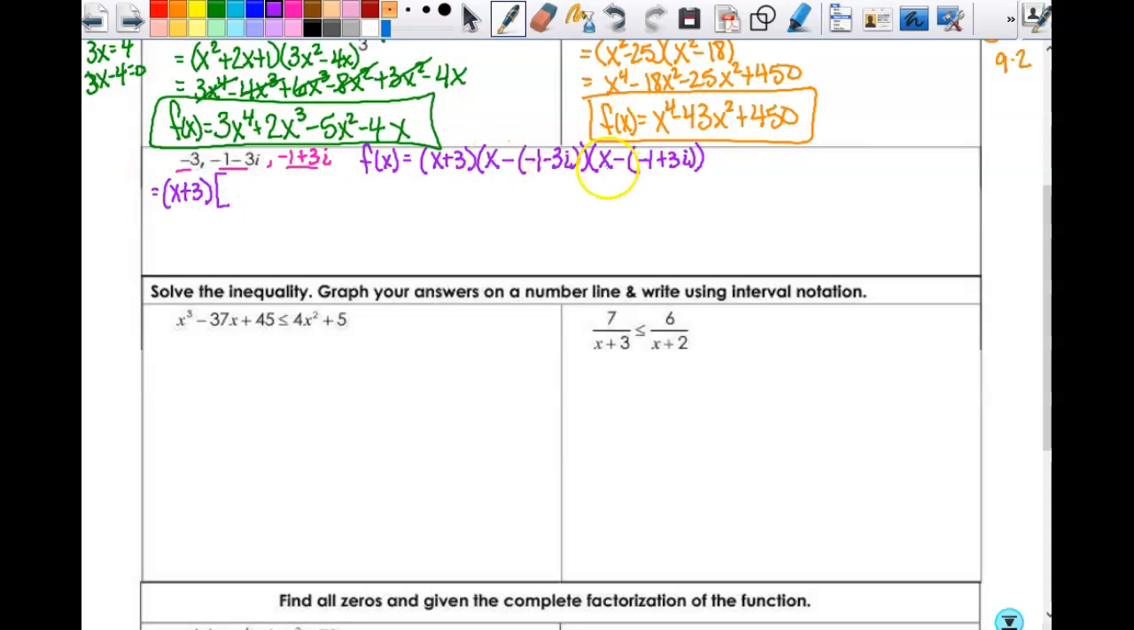So I'm going to multiply x times x, that's x squared. Then I'm going to do the outside 2, so x times this right here, so it's going to be a negative x times negative 1 plus 3i. And then x times this right here, so it's going to be negative x times negative 1 minus 3i. And then multiply these two together, then this is going to be plus negative 1 minus 3i times negative 1 plus 3i.